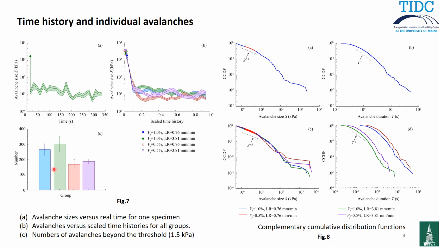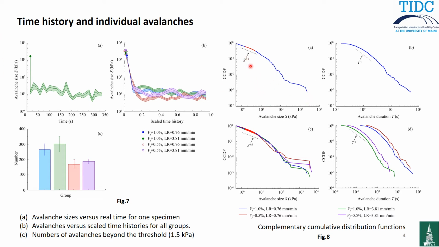So if we count the number of avalanches for different groups like this, then you will find that the groups with 1% fiber have a relatively larger number of avalanches than the 0.5% fiber group. This is probably because when we have more fibers, they have more chances to trigger avalanches in different places. And this complementary cumulative distribution function is a probability. This is the avalanche size. That means when you go beyond a certain size, you have this percentage of avalanches.